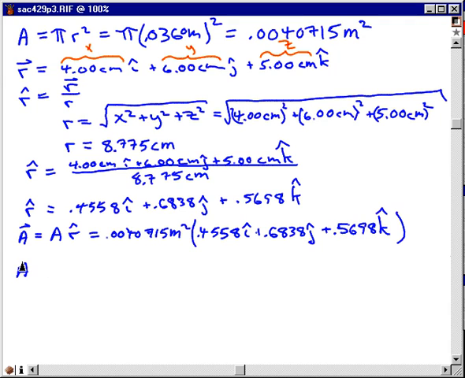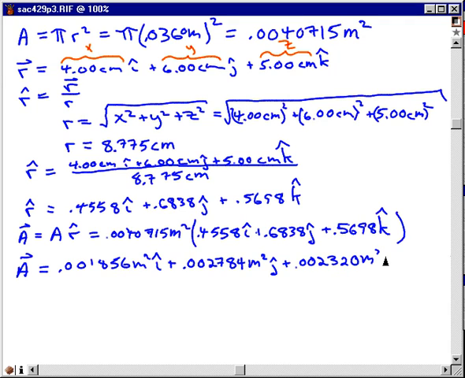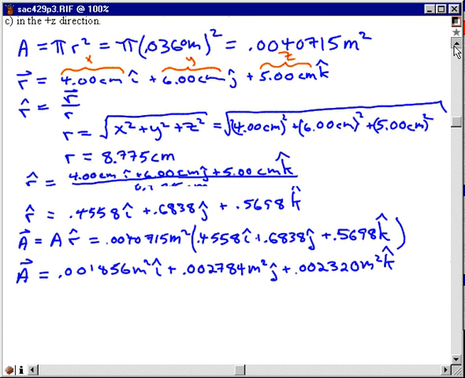And there it is. Now this is just multiplying a vector by a scalar. We take this number, multiply it times that number, same number times that number, same number times that number, keeping the I, J, K in there, and I get for the area vector A 0.001856 meters squared times I, that's that times that, plus 0.02784 meters squared times J plus 0.02320 meters squared times K. There's our area vector.